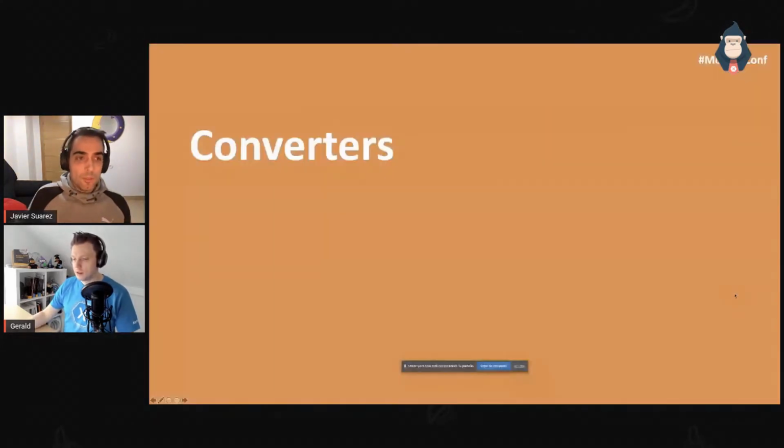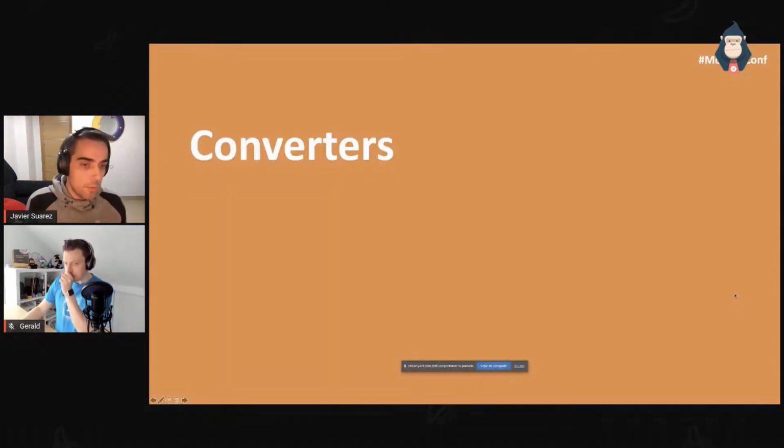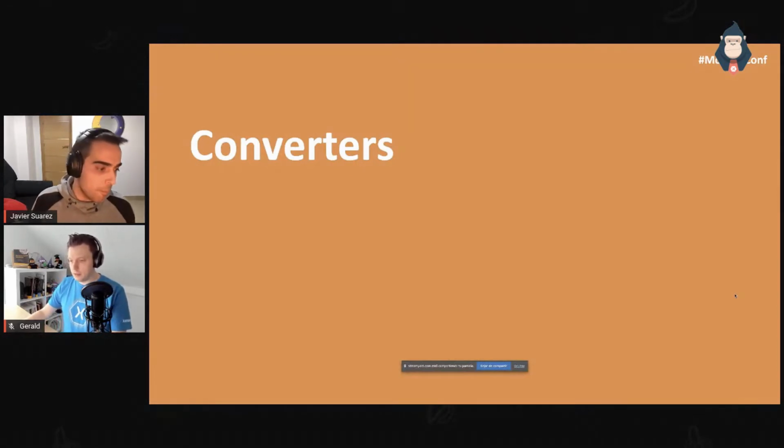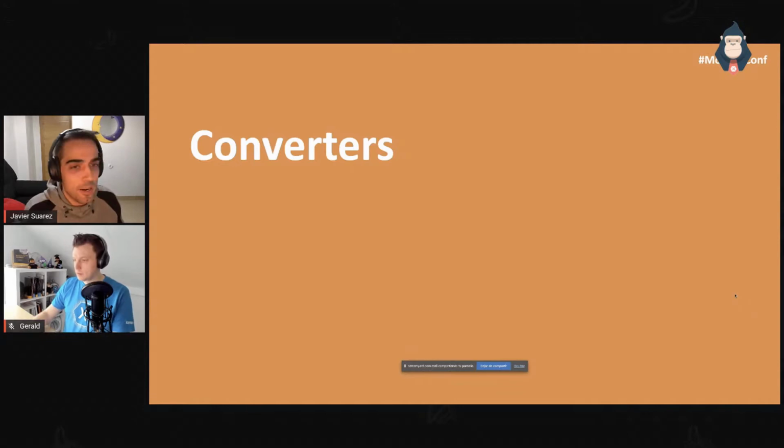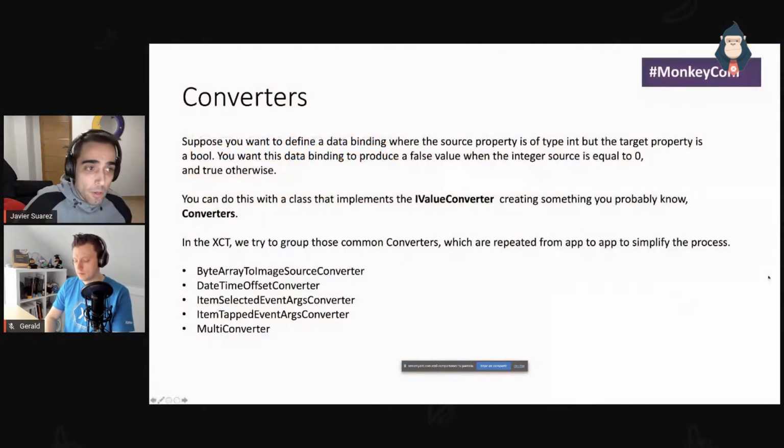Okay, so let's continue talking about other stuff available today in the community toolkit. And by the way, I think that probably is one of the easier ways to contribute to the toolkit, and that is the converters. So as Gerald mentioned, probably at the beginning of your project, you are copy and pasting many of your converters, like converters to manage the visibility based on the conf, inverse bool, and all these kind of converters that are repeated project by project.